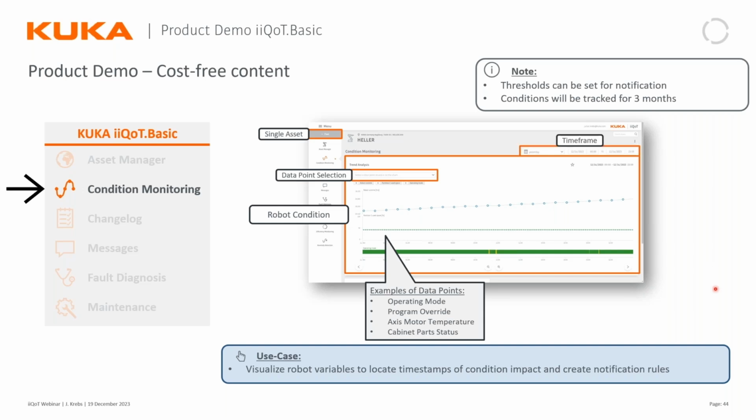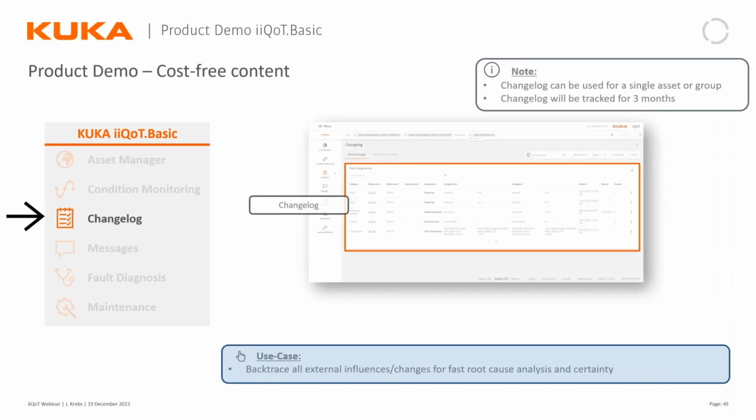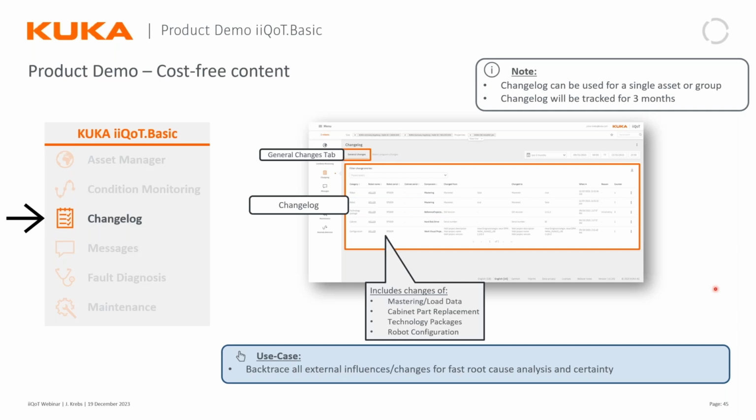If we continue to the next module, the changelog. Changelog basically tracks all the changes of my robots. As we can see here, we do have a set of changes right here. We look again at my 3 robots.